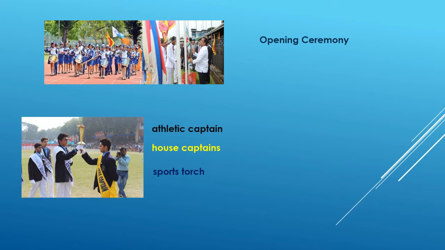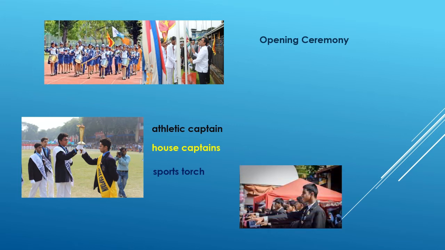S-P-O-R-T-S-T-O-R-C-H. Sports torch. What can you see in this picture? Athletes. Who are athletes? Those who are participating in sports events, we call them athletes. Shall we spell the word?